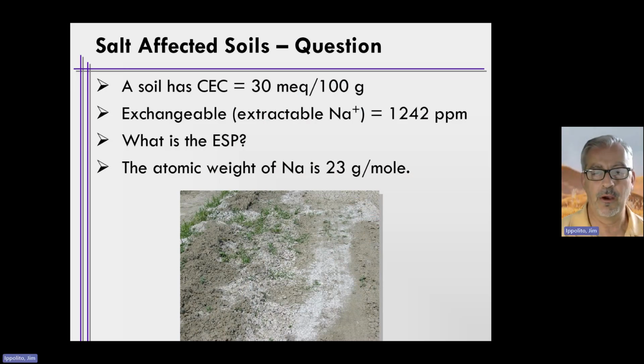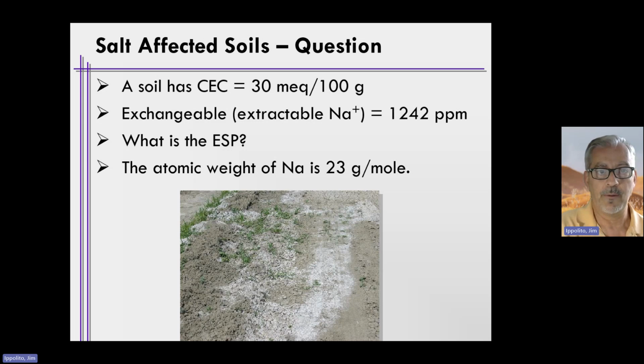In the previous video, we described determining exchangeable sodium percentage, which is simply the amount of exchangeable sodium on the exchange sites as compared to all of the exchange sites, or the cation exchange capacity. So let's do a little bit of math to derive the exchangeable sodium percentage.